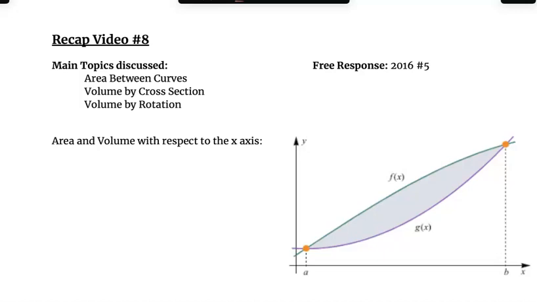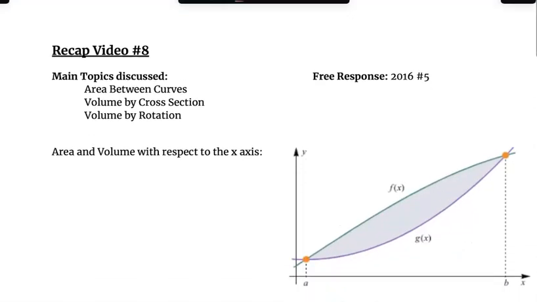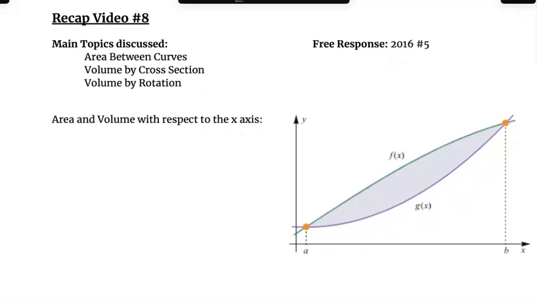All right, recap video number 8. We are going to be talking about area and volume. So to start, we're going to talk about everything relative to the x-axis. So I have f of x, I have g of x, and I have some bounds from a to b happening here.